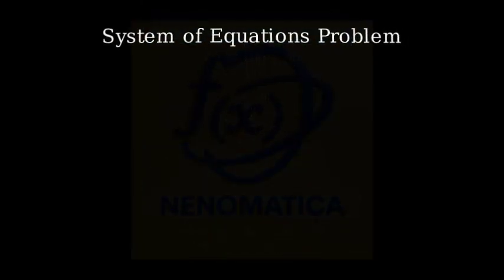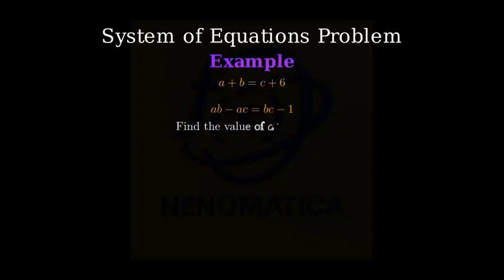Let's look at our example. We have two equations. First equation, a plus b equals c plus 6. Second equation, a times b minus a times c equals b times c minus 1. To solve this problem, we'll use an important identity from algebra.